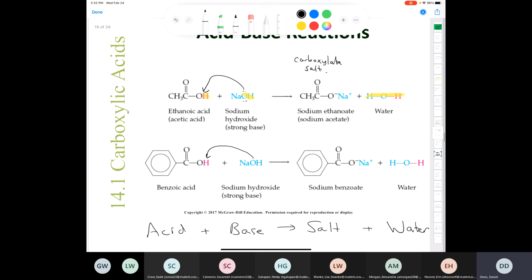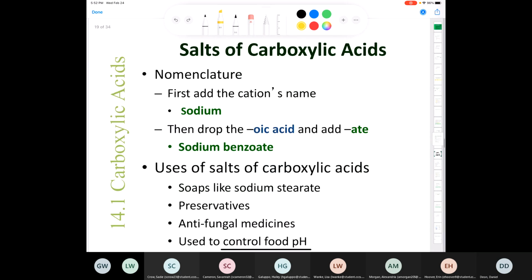You probably noticed these names that are here, things like sodium ethanoate, sodium benzoate, sodium acetate. And you might be wondering, do I have to name those? And where do they come from? The answer is yes, and let me show you. How do you name a carboxylic acid salt? The first part's the easiest. All you're going to do is list the cation's name. So let's say we had this. Our cation is sodium. So you would just write down sodium.